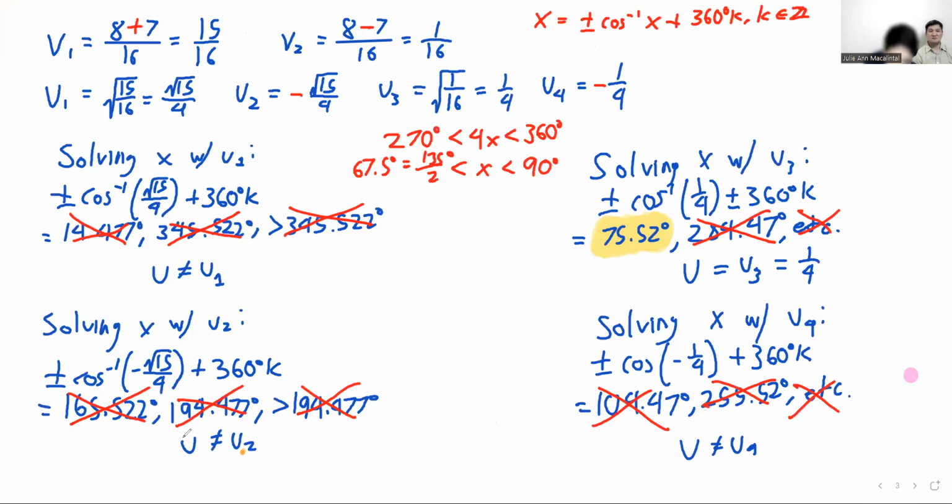But here I would like to emphasize something that I did not emphasize last video. 67.5 degrees is less than x, which is less than 90 degrees. Since x is greater than 67.5, it is in turn greater than 0, of course. So that just means that x is in quadrant 1.